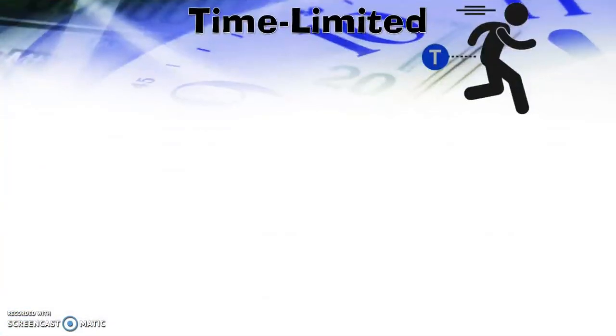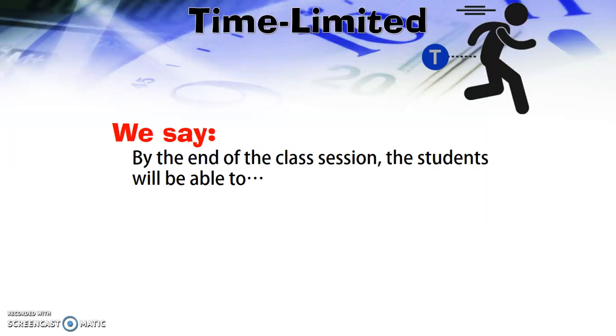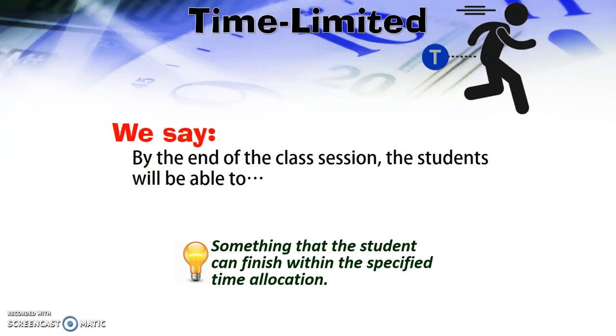Finally, we need to make sure our objectives are time-related. We do this by saying, by the end of the class session, the students will be able to. With this, we mean something that the student can finish within the specified time allocation.